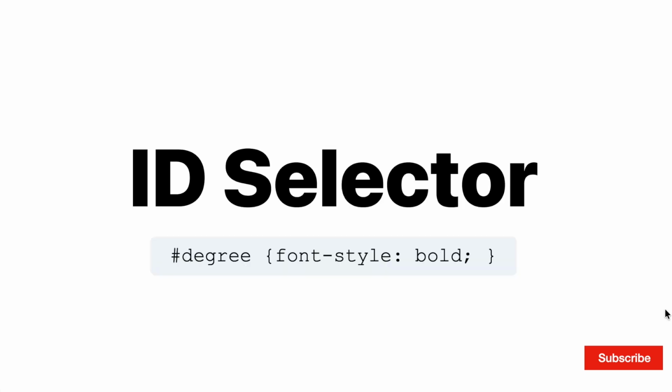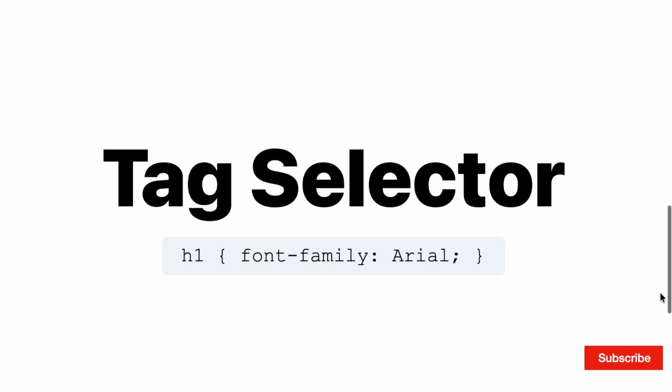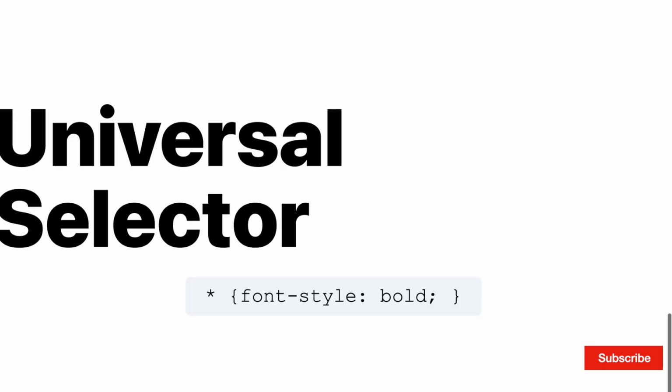This is what makes the universal selector different from the other selectors we've covered. With an ID selector, we target one specific element. With a class selector, we can target elements that share a particular class. With a tag selector, we target a specific type of HTML element, such as every H1. But with a universal selector, we are essentially saying apply this style to everything.